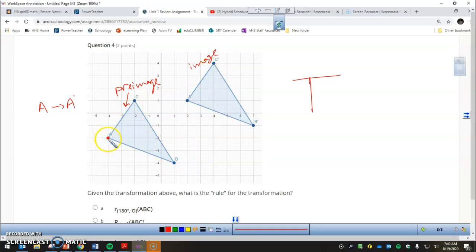So like we could do it with A. If I take A, I have to go right 1, 2, 3, 4, 5, 6. So since we're moving right in the coordinate plane, that is a positive 6.